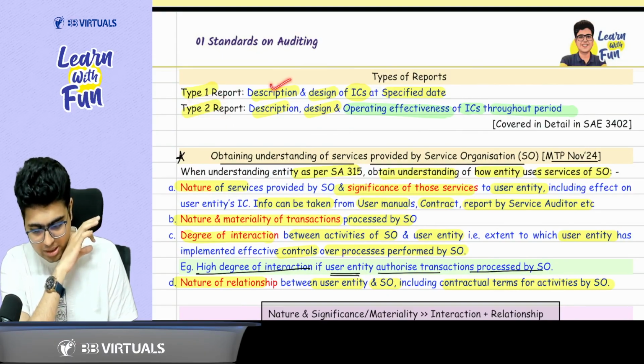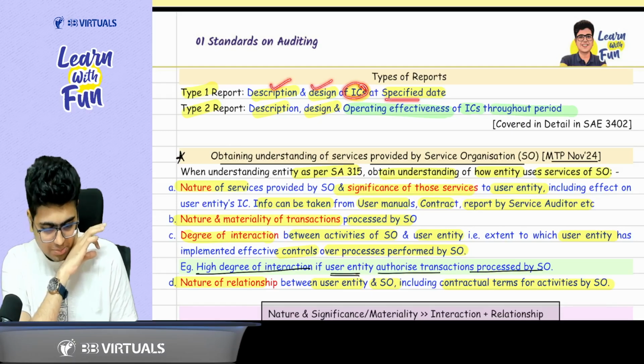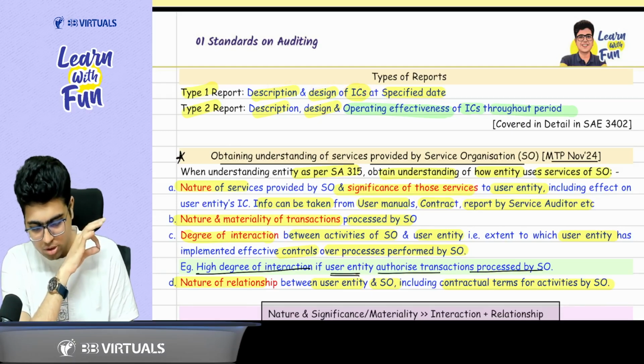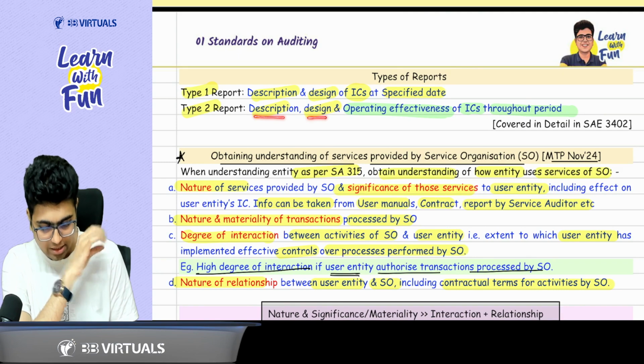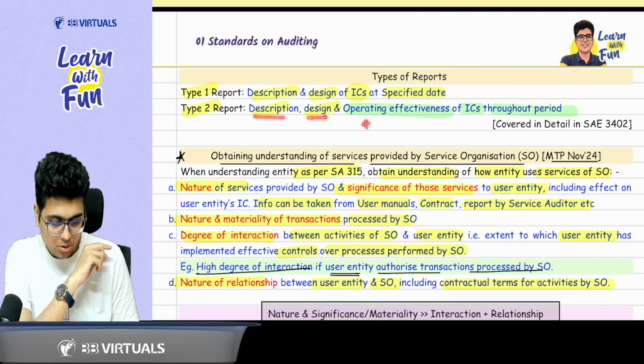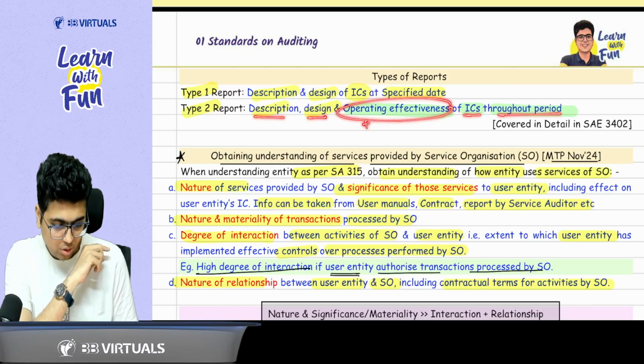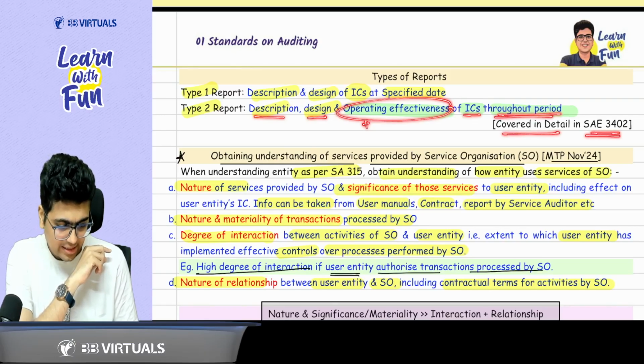Two types of reports that we discuss in this standard are type 1 report and type 2 report. Type 1 report talks about the description and design of internal control at a specified date. Type 2 report also talks about the description and design, but it additionally talks about the operating effectiveness of the control throughout the period. This we discuss in detail in SAE 3402.